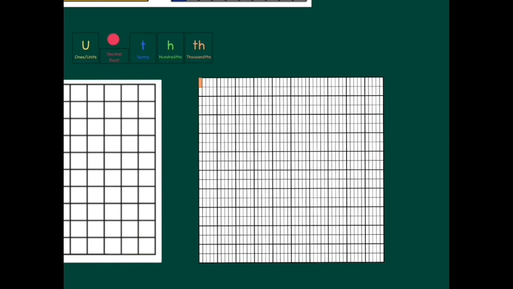Then if you imagine that I took my 100 squares and divided each one of those squares into 10 more equal pieces, I've now got 1,000 pieces. So that 1 unit is split into 1,000 equal pieces, and I've shaded one in here. It's very small. And that's 1/1,000th, and it belongs in this column here, the thousandths column.